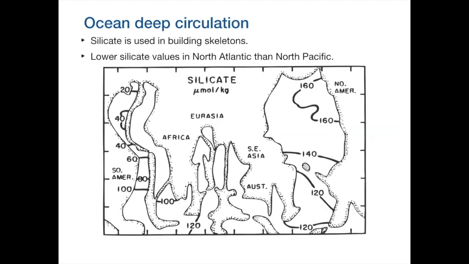Okay, so now let's look at silicate. This is a nutrient that's used for building skeletons, and as such, it's not recycled in the same way as the nutrients for soft tissues. When an organism dies, the soft tissue nutrients are recycled primarily in the mixed layer or in the photic zone, and then somewhat in the layer below that, the no-light layer. Whereas the silicate falls through the ocean and gets into the deep water and eventually into the ocean sediments.